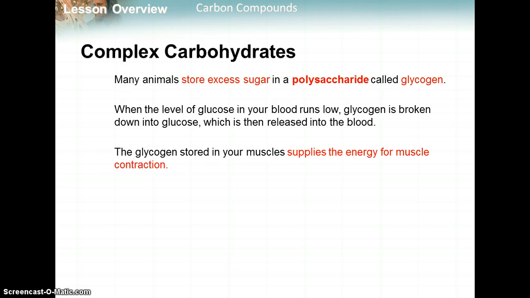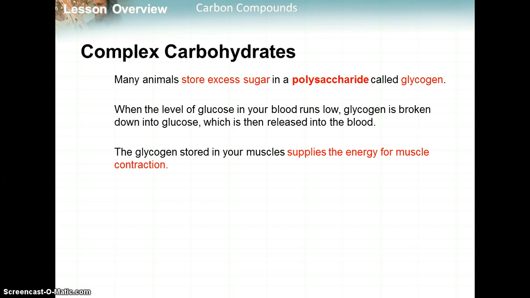One special one, glycogen, is a polysaccharide that we or other animals use to store excess sugar. This is stored in your muscles, and it's a quick energy source for when your muscles need contraction. So when the level of glucose in your blood runs low, glycogen, the storage system here, is broken down into glucose, and that's released in blood for the energy you need to do all sorts of activities. So glycogen is a stored energy source of extra sugar or quick energy.